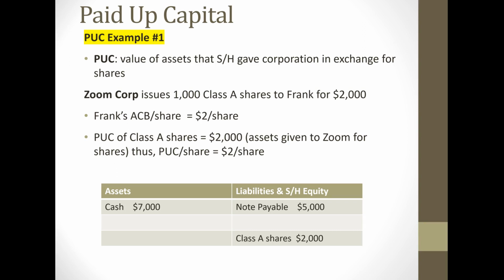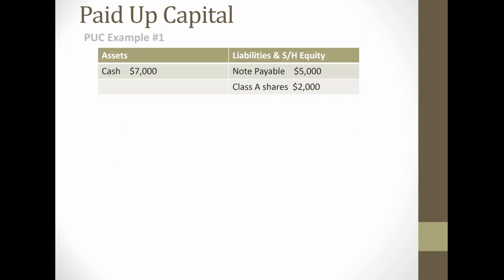Let's say later on, Zoom issues a notes payable for $5,000. So right after these two transactions, this is what the balance sheet would look like. Zoom has cash of $7,000, they have a liability notes payable of $5,000, and they have issued shares of $2,000. Moving on to the next slide, this is again what the balance sheet looks like after those two transactions.